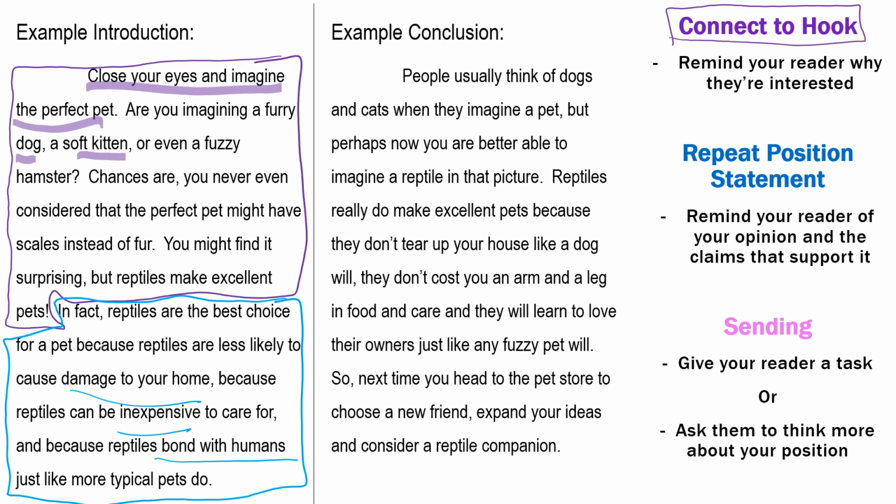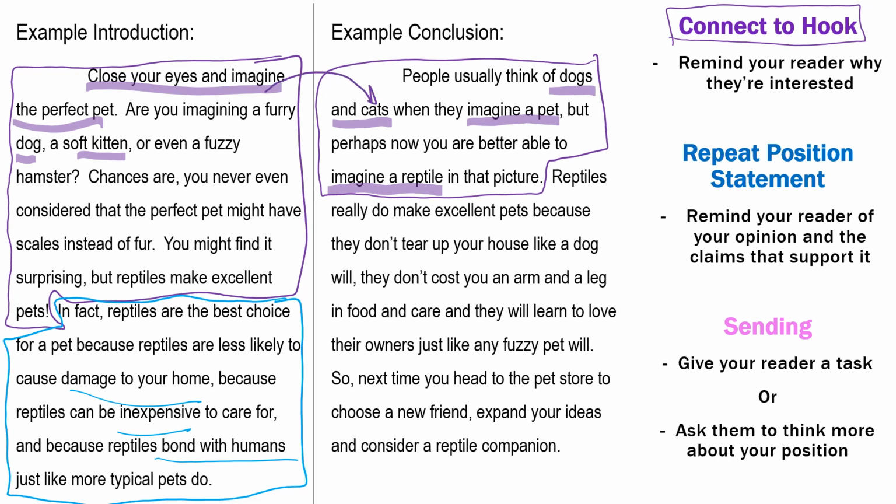So over here, that happened again. Here I even used, people usually think of dogs and cats when they imagine a pet, but perhaps you are better able to imagine a reptile in that picture. So what I did is I continued with that imagining strategy, and I connected back to people imagining a dog or cat, but now they might be able to imagine a reptile. This hook, these ideas that were in my hook, I'm connecting back to them. I'm getting my reader to think about them again.